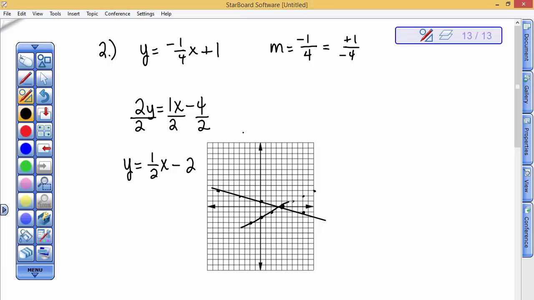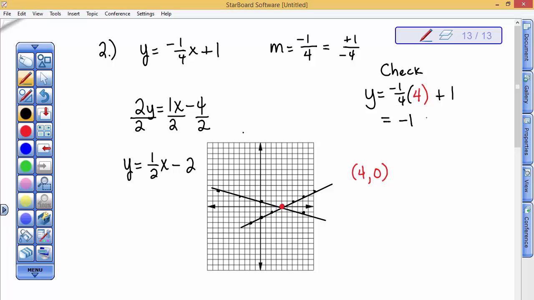So I'll connect those dots, and the solution to this system is where the intersection is of those two lines graphed. And to me, that looks like that's where x is 4 and y is 0. And so let's go into the original equation and let's check those two solutions. So the original equation was y equals a -1/4 times whatever x is. Well, x is 4. And then plus 1.